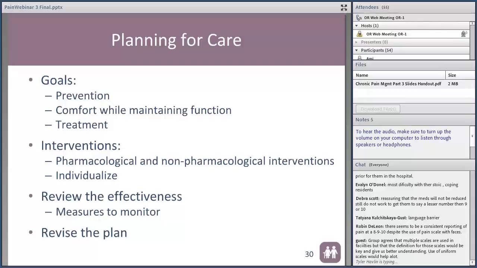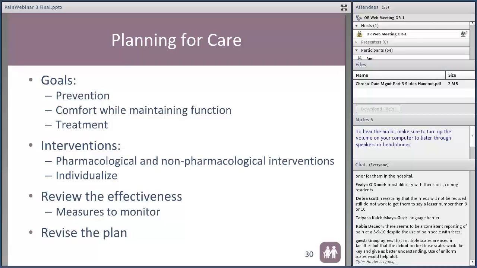Interventions, we're looking at both pharmacological and non-pharmacological interventions. Of course, the optimal would be if we could take care of the pain with the non-pharmacological interventions. That's the best approach. But we do know that pharmacological interventions are important as well. And make sure they're individualized. Again, a lot of us have those draft care plans, which is fine to initiate, but we definitely need to go through them and individualize those care plans so they are specific to those individual residents.